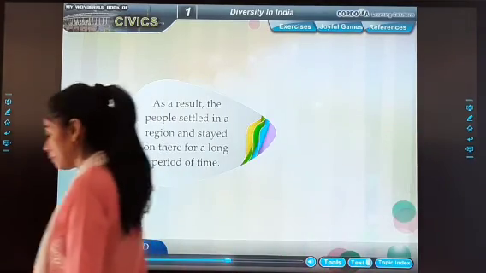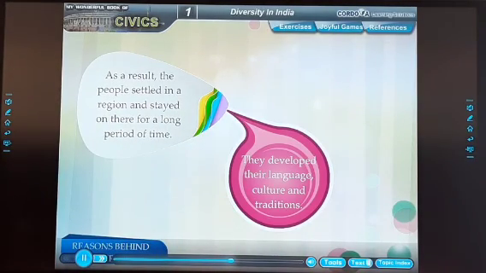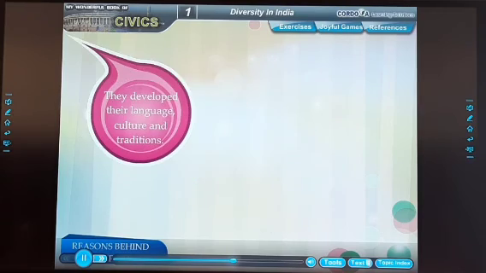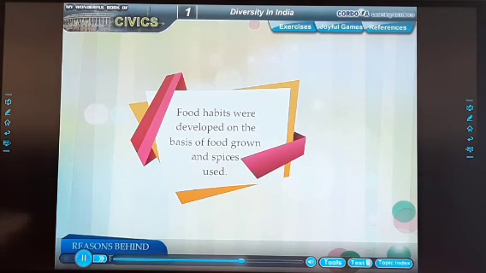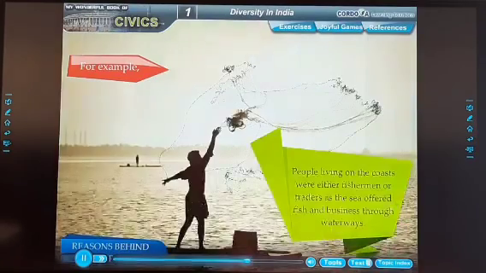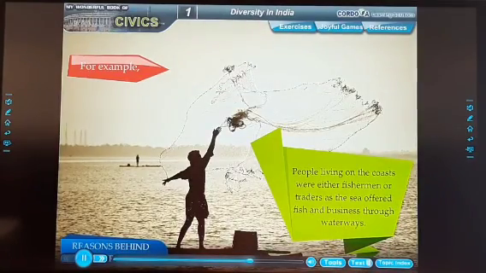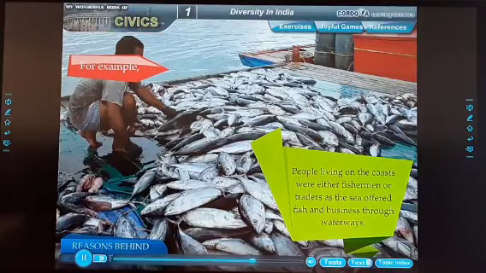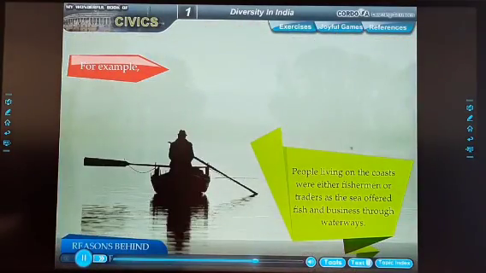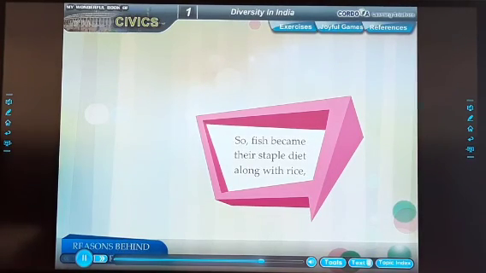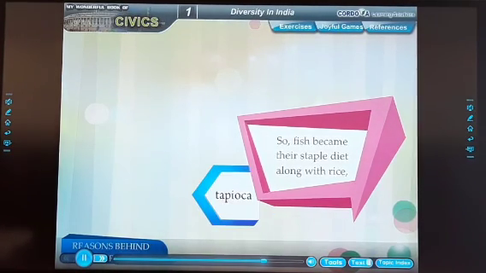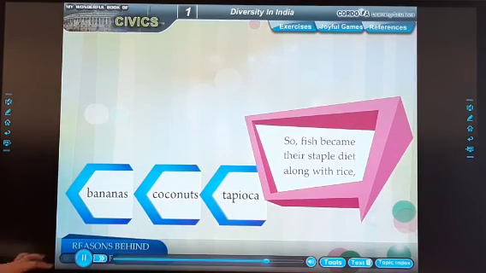Okay. They developed their language, culture, and traditions. This is how every region was rich in its art, literature, and culture. Food habits were developed on the basis of food grown and spices used. For example, people living on the coasts were either fishermen or traders as the sea offered fish and business through waterways. So, fish became their staple diet along with rice, tapioca, coconuts, and bananas.